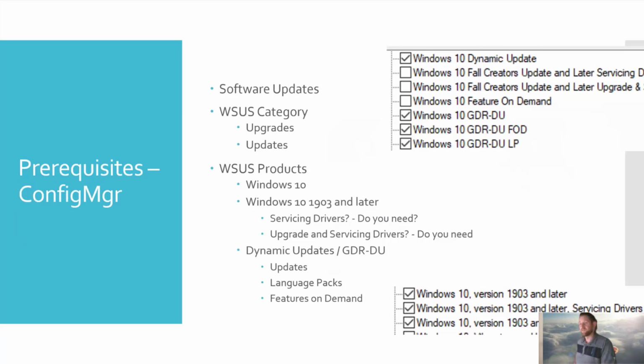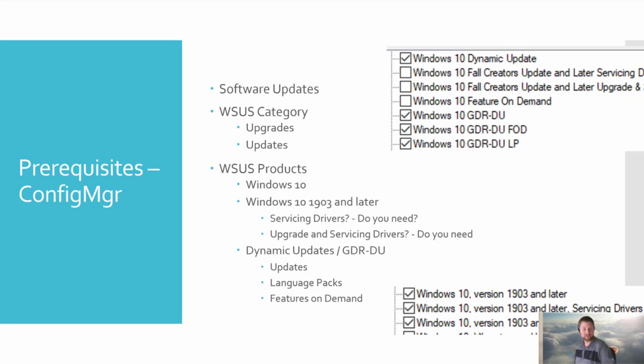So we're going to talk about some of the prerequisites for Configuration Manager, just to get off the ground and get this working. So number one, you're going to have software updates enabled. Software updates is basically the way you deploy Windows updates through your environment with WSUS attached to your Configuration Manager. And then in WSUS, you're going to have these two categories checked, upgrades and updates.